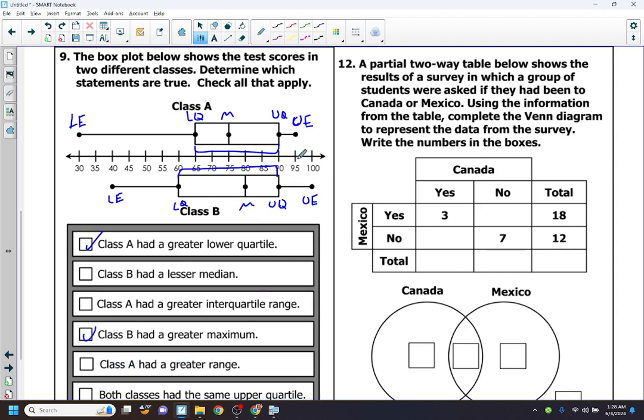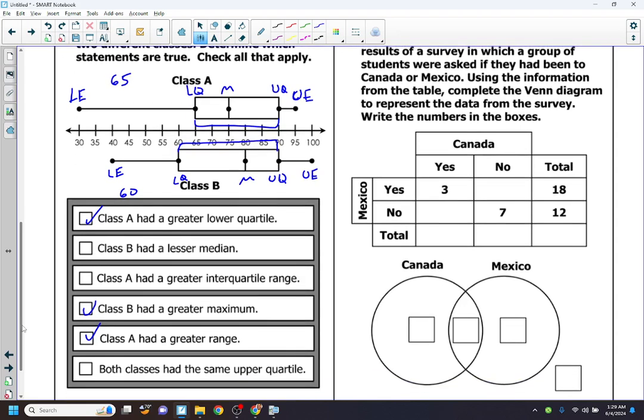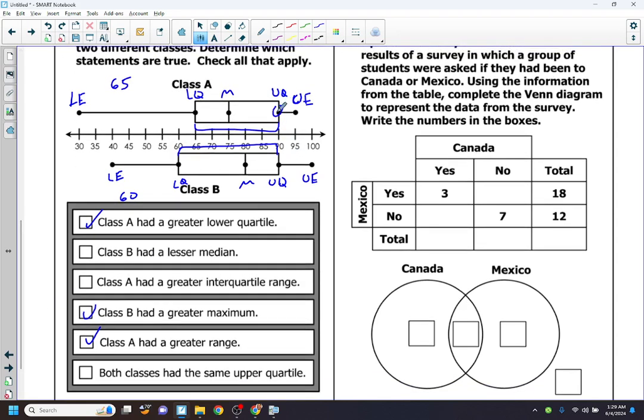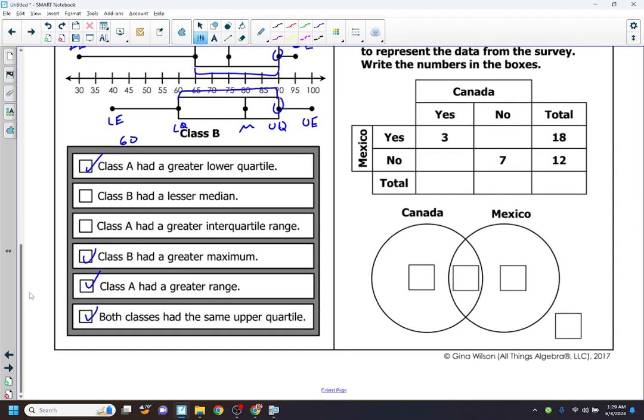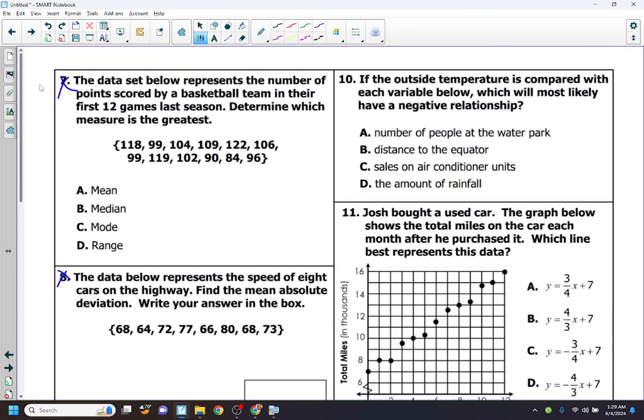A has a greater range. That'll be how wide this line is. So the range is here. So 95 minus 30, this would be 65. And this would be 100 minus 40, that's 60. So A does have a greater range. Both classes has the same upper quartile. This is the upper quartiles. They're both the same. So yes. So those are the true parts.